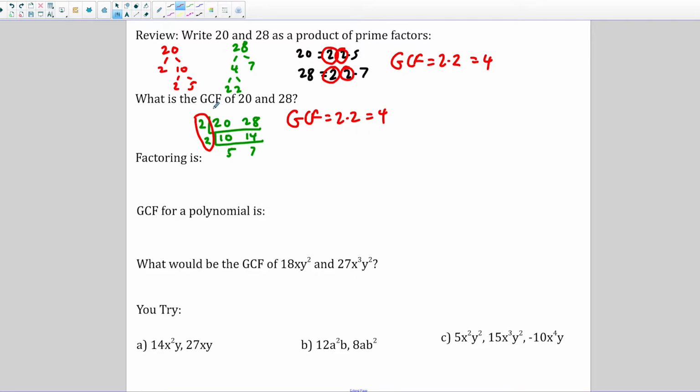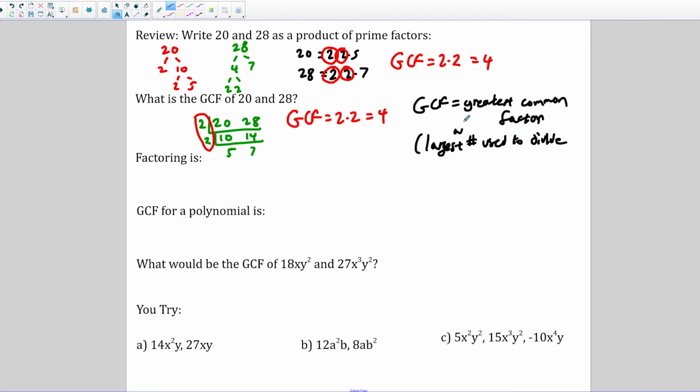In case you forgot what the GCF was, remember that the GCF is the greatest common factor. And really this is the largest whole number used to divide two or more numbers. So we can think of a GCF as that definition right there.